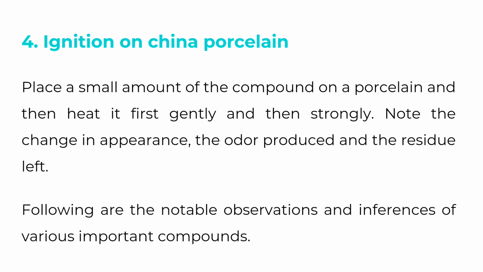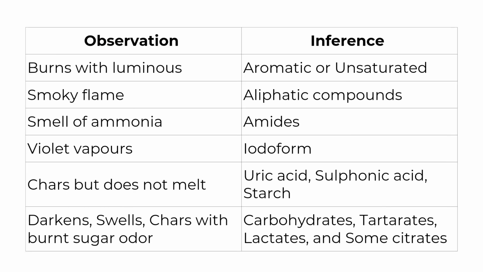Place a small amount of the compound on a porcelain and then heat it first gently and then strongly. Note the change in appearance, the odor produced and the residue left. Following are the notable observations and inferences of various important compounds. Observation, inference. Burns with luminous, smoky flame: aromatic or unsaturated compounds. Smell of ammonia: amides. Violet vapors: iodoform. Chars but does not melt: uric acid, sulfonic acid, starch. Darkens, swells, chars with burnt sugar odor: carbohydrates, tartrates, lactates, and some citrates.